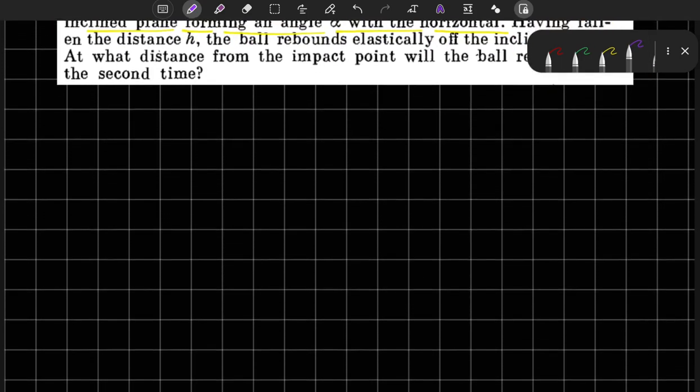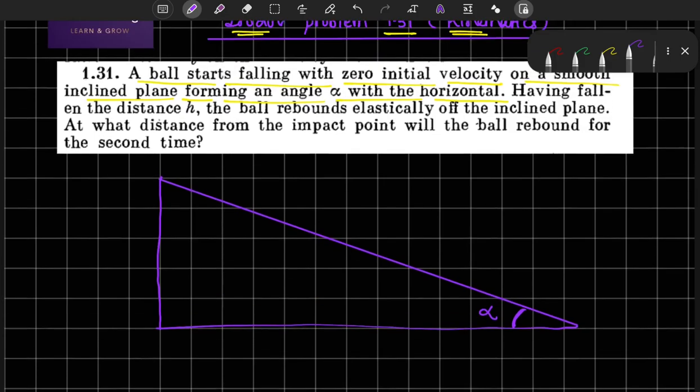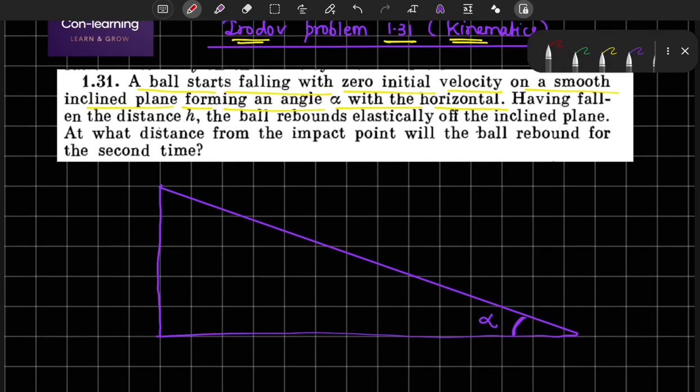A ball starts falling with zero initial velocity on a smooth inclined plane forming an angle alpha with the horizontal. Let us first draw the inclined plane. This is the inclined plane which is making an angle of alpha with the horizontal, and a ball starts falling, let us say from this particular point, with the initial velocity u equal to 0.